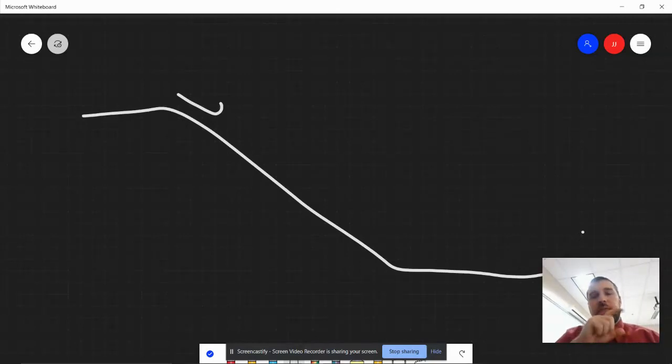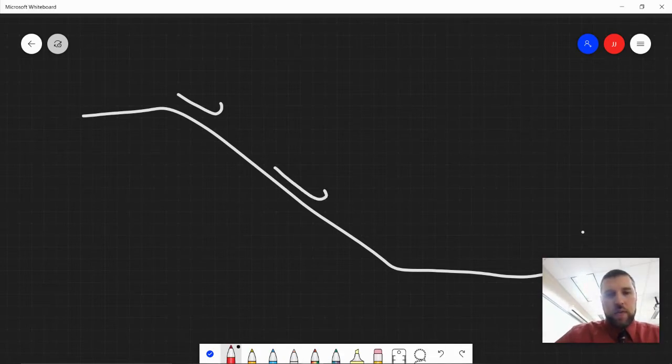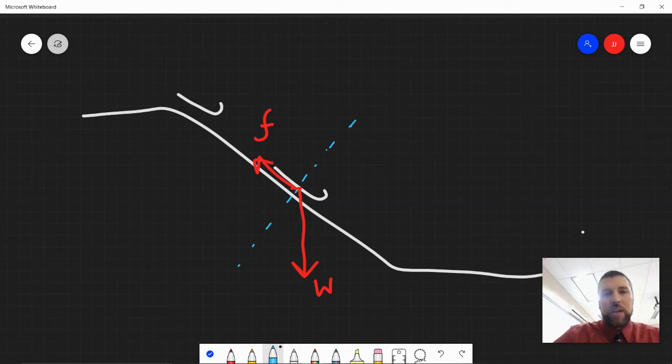Okay, so we want to find friction along the hill. If you're sledding down it, let's think about this. We have friction pushing up the hill. You have your weight pulling straight down, and only a part of that weight matters. So I'm going to break this into some components here: parallel to the hill and perpendicular to the hill.